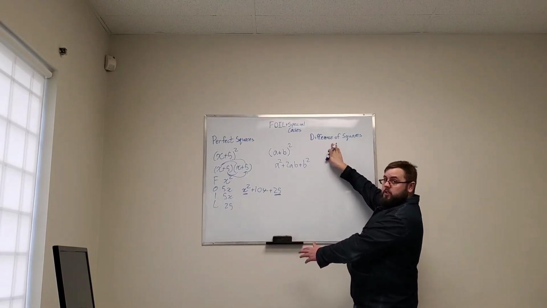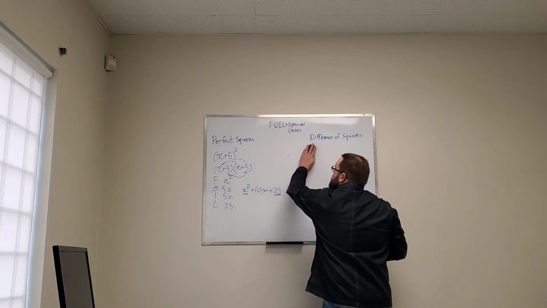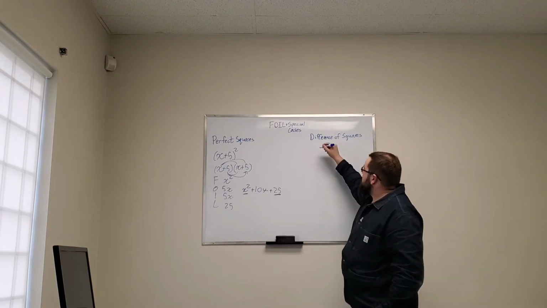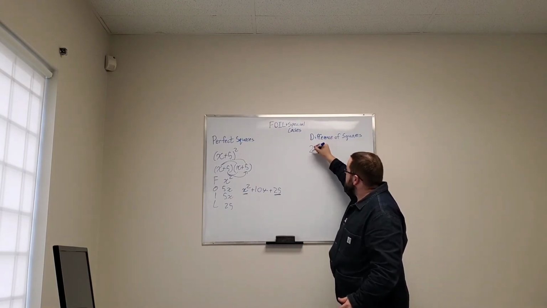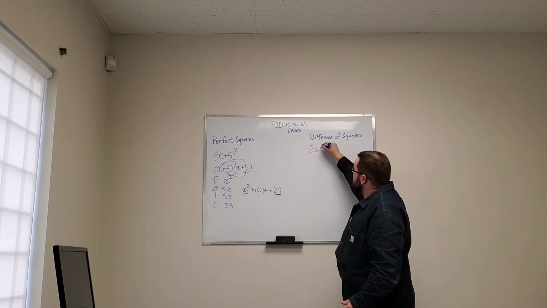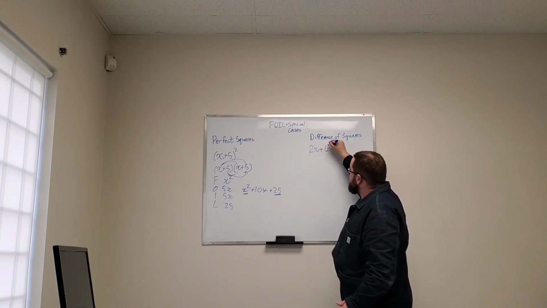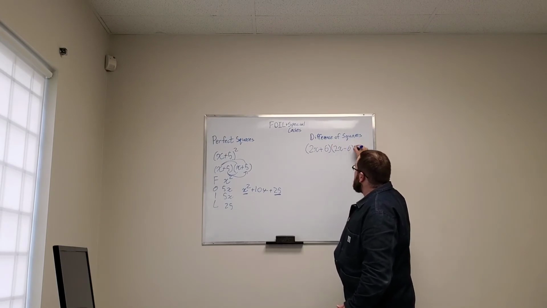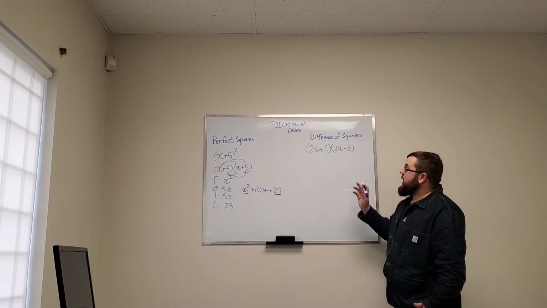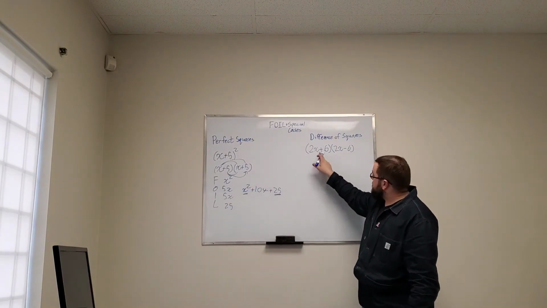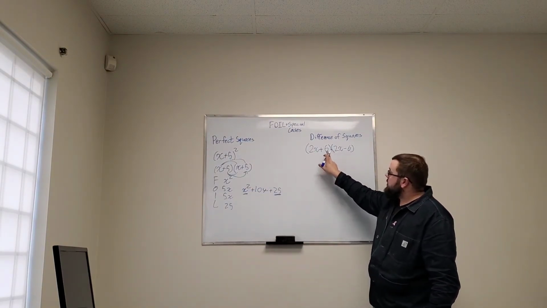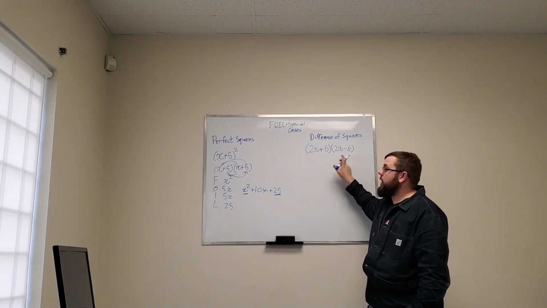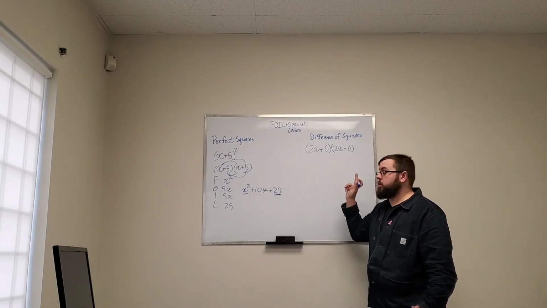Now, difference of squares. If I have something like 2x plus 6 and 2x minus 6, it's very similar, right? The numbers are very similar. This is the same as this. The only difference is that one of these is positive, one of these is negative. Otherwise, they do look very similar.